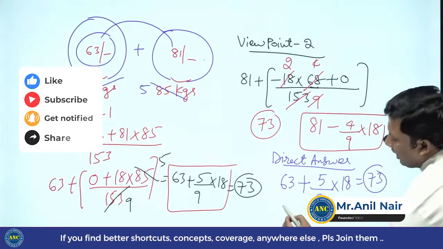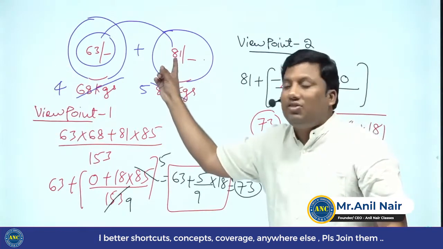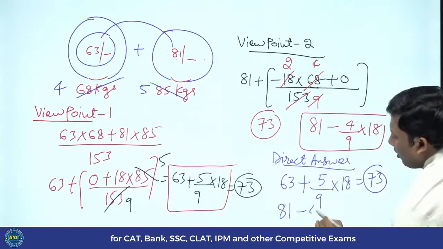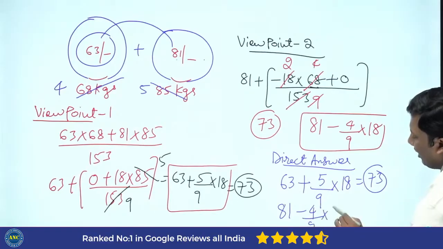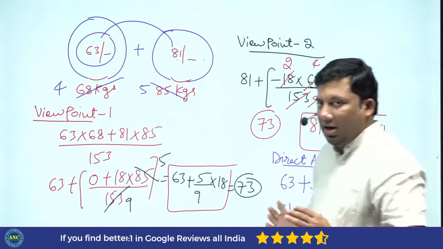Suppose you are taking the lowest, 81 minus. Answer is less than the highest value, 81 minus. What is this value? 4. 4 plus 5, 9. Deviation is 18, answer 73. Are you all with me?